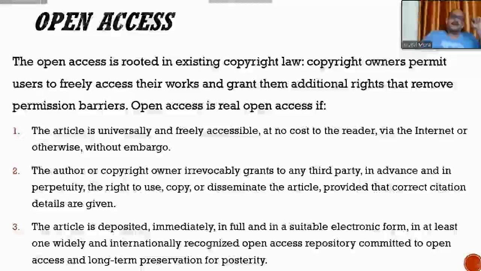The article is deposited immediately. This is the third point: as soon as you do something, you should immediately deposit it, for the open access culture, in full and in a suitable electronic form in at least one widely and internationally recognized open access repository. An open access repository may be government controlled, or facilitated by government or by an institute. It should have some credibility for open access and long term preservation for posterity.